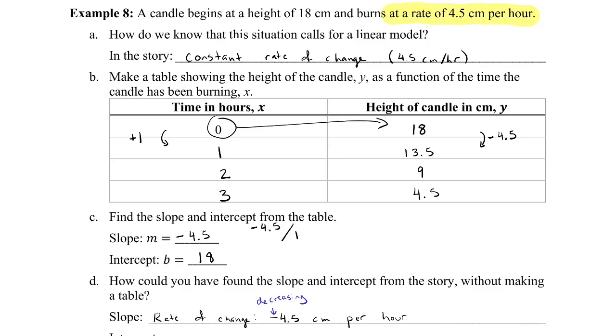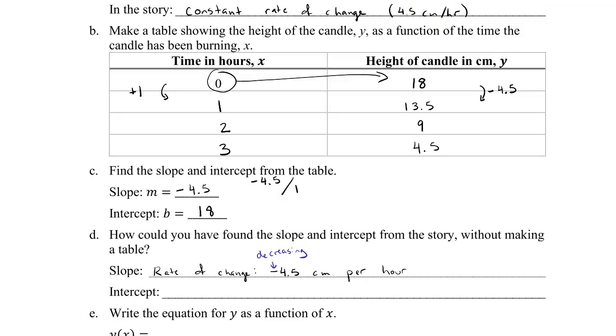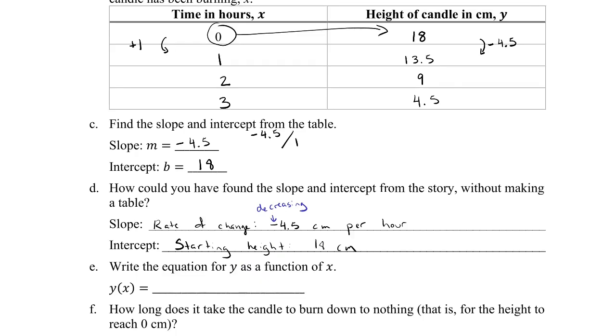It was negative 4.5 centimeters per hour. The story also told us the starting height. Either way, with or without the table, we can get our equation by just dropping in our values of m and b. Negative 4.5x plus 18. And then we can use that equation to answer questions.